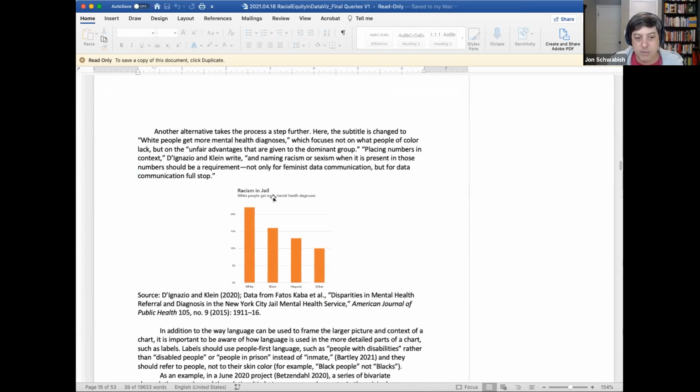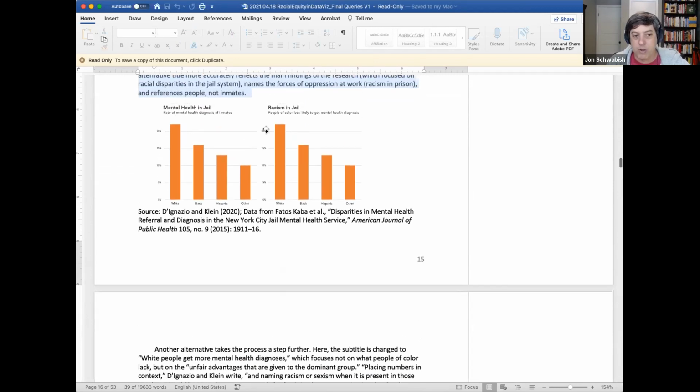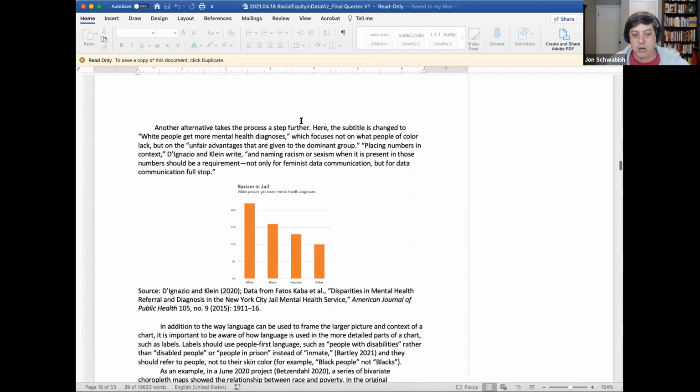And then we could take it one more step, and I think someone had mentioned this in the chat window, to not a deficit-based framing. The question they basically ask in this part of the book is, in this framing, why is it people of color? Why is that the focal point? Whereas here, with racism in jail, flipping that perspective, that is not a deficit-based framing, but instead asking, why do white people get more mental health diagnoses among people who are incarcerated?